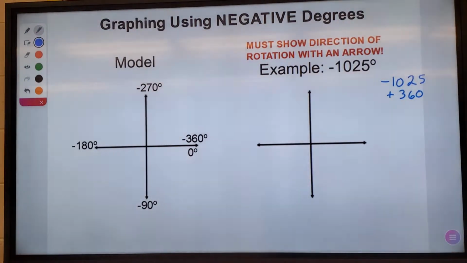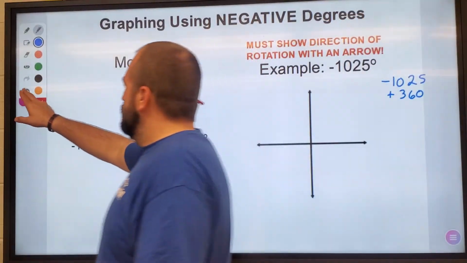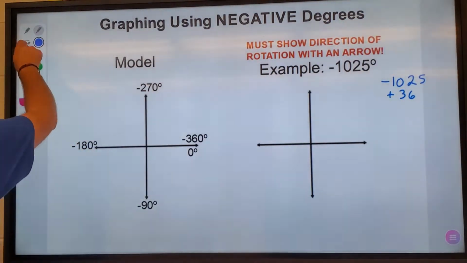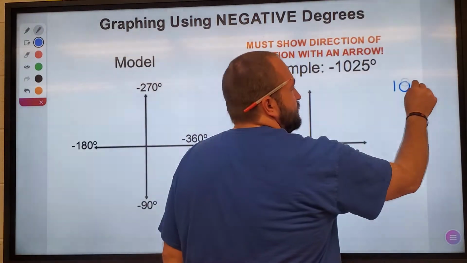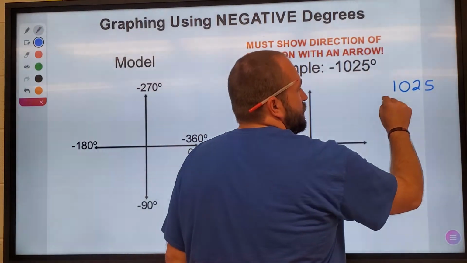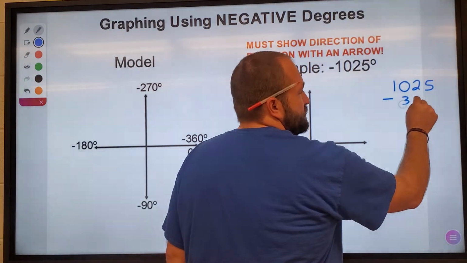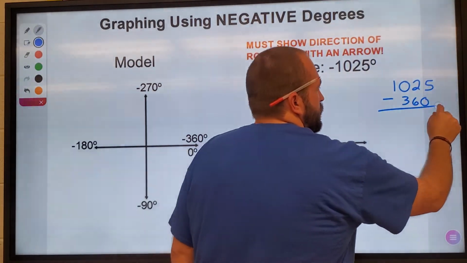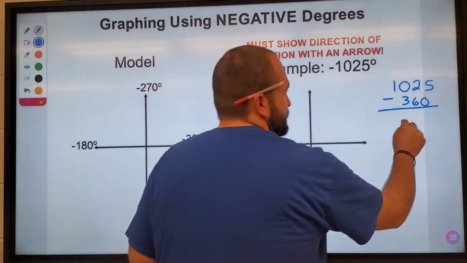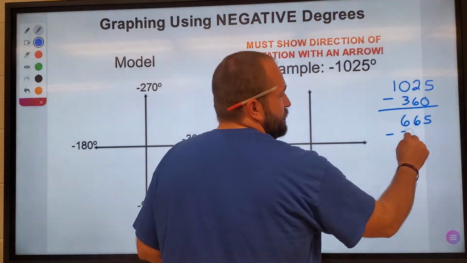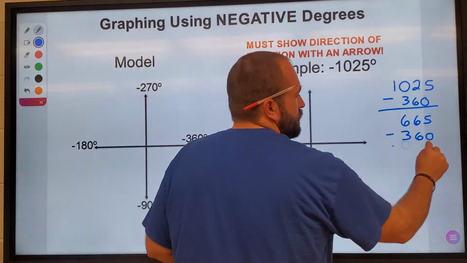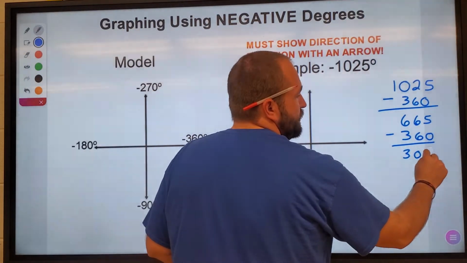Okay, and you're not going to be able to use a calculator with these, so let me go ahead and show what I would actually suggest here for the purpose of homework. My suggestion would be to pretend that this is 1025 and subtract 360. When you do that, you will end up with 665 degrees. I would subtract then another 360, which would give me 305 degrees.